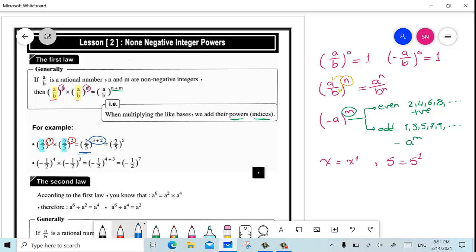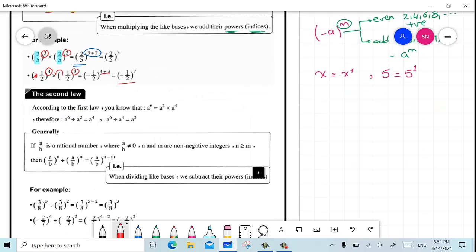Let's take another example. I have negative half raised to the power of 4 times negative half raised to the power of 3. Again, I have a negative number, so I'm going to look at the power. I have here an even power, so the negative is going to be cancelled. And I have here a negative number raised to an odd power, so the negative is going to stay, I'm going to keep it as it is. So now I will have half raised to the power of 4 plus 3, which is negative half to the power of 7.